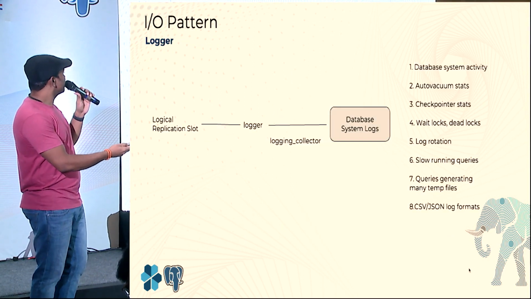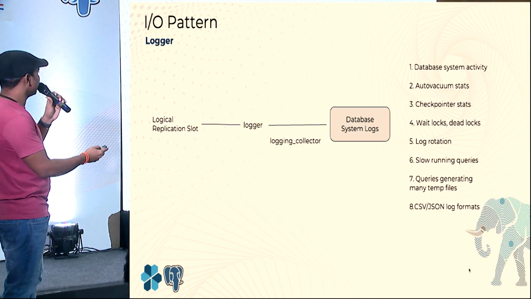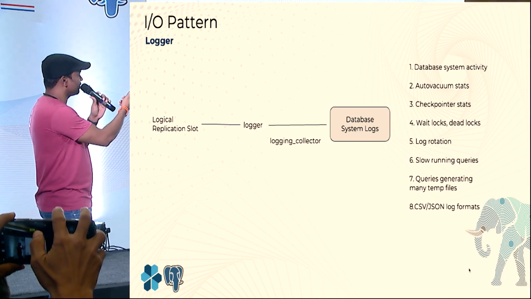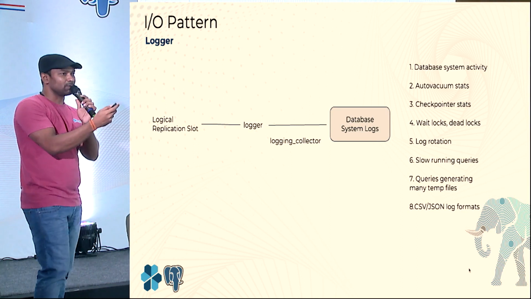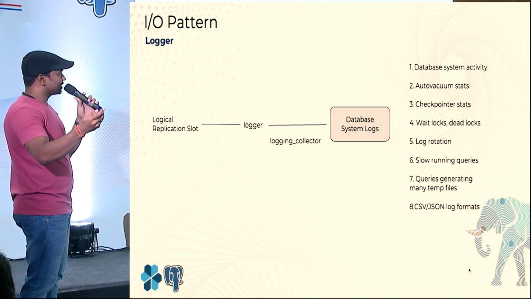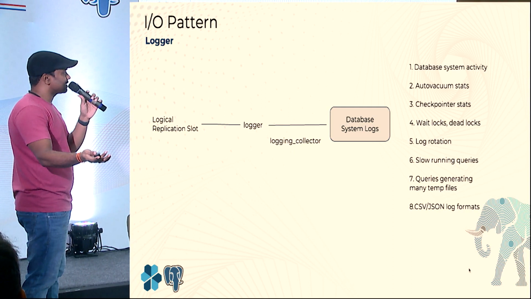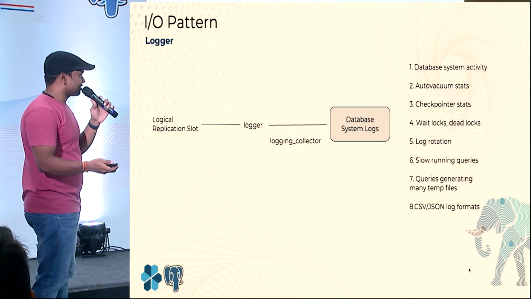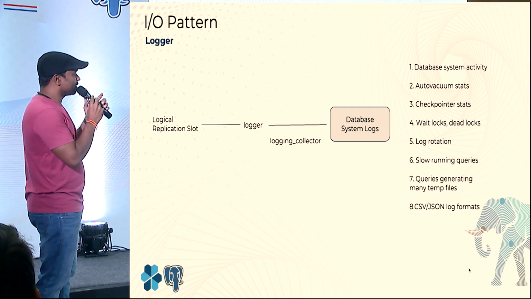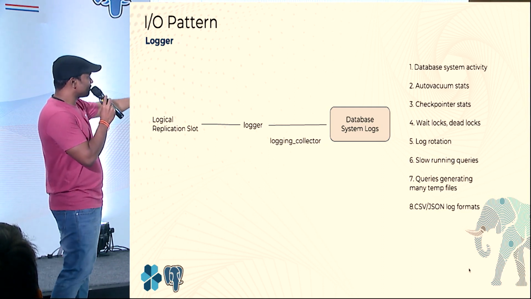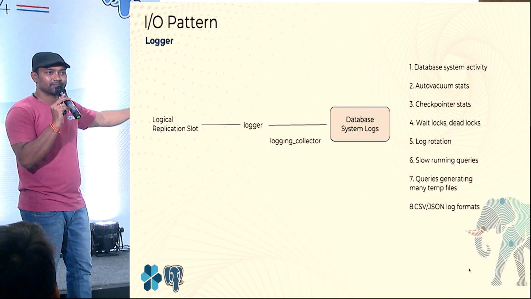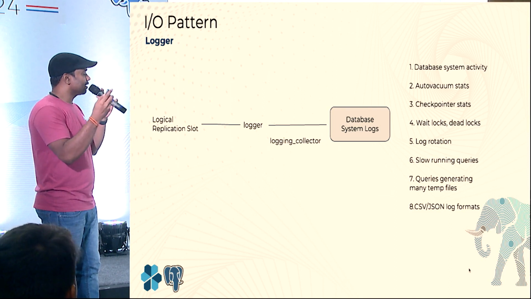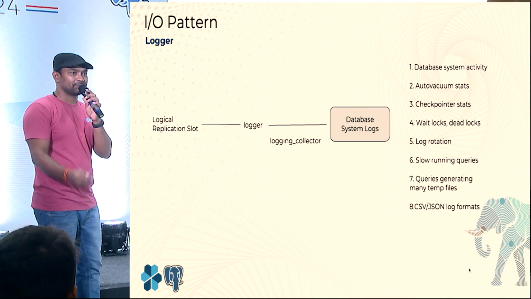Okay, so the other one, I'll be quick. This is the simple logger process, which generates the database system logs, like your database activity, autovacuum statistics, checkpointer statistics, waits, right? So the log rotation, slow running queries, CSV or JSON log format. Everything is done by this logger process. The IO is not negligible. It has to contribute as per your log settings.